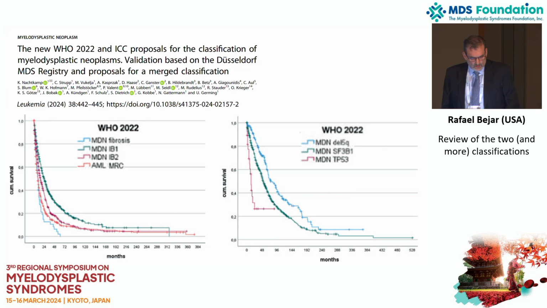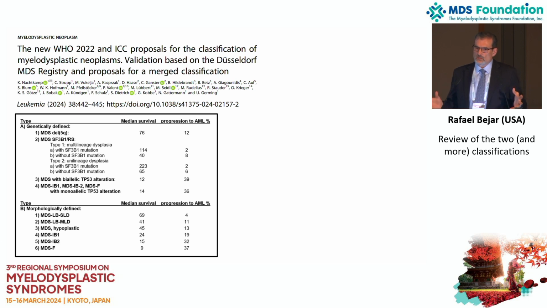Another validation system that looked at a large number of patients comes from Düsseldorf, where they confirmed that there are important prognostic differences in the WHO 2022, both in those patients with high-risk type features like IB1, fibrosis, and so on, and in the patients with low blasts and low-risk features. And they looked at both systems and thought maybe there is a path forward, there's a way to reconcile these, and some of those include combining SF3B1 and RS into one group, where you then subspecify whether or not a patient has an SF3B1 mutation, whether or not a patient has multi-lineage or single lineage dysplasia.